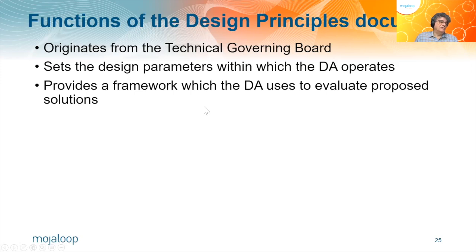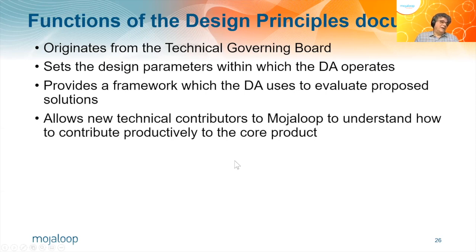So one of the things that we want to be able to do is to say the way in which the design authority responds to proposals, architectural development proposals from the technical contributors in the community, is not a matter simply of personal preference or shininess of the toys or anything like that. It's based around principles which are independently articulated and which anybody can look at. And the final thing about it is that we want to provide a simple way for new technical contributors to understand what they need to do to contribute productively to the core product.